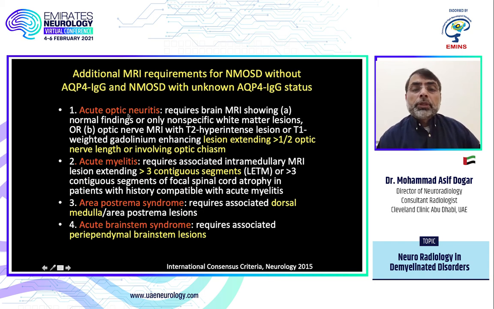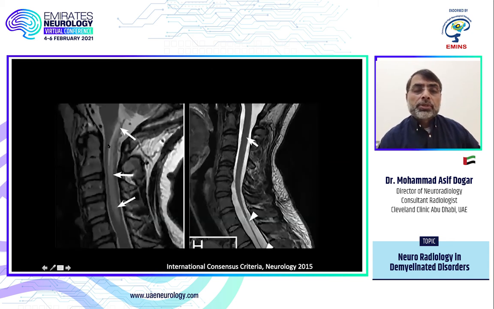So one of the clinical symptoms is optic neuritis, but they should have involvement of more than half of the optic nerve, or typically the posterior optic nerve or optic chiasm is involved. Another typical clinical finding is acute myelitis, with involvement of more than 3 vertebral body lengths. And if they have area postrema syndrome, the dorsal medulla or the area postrema should be involved on MRI.